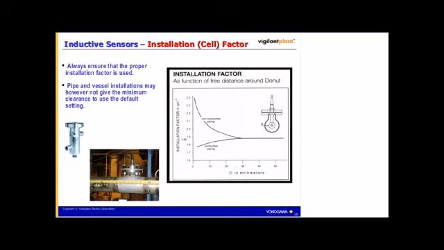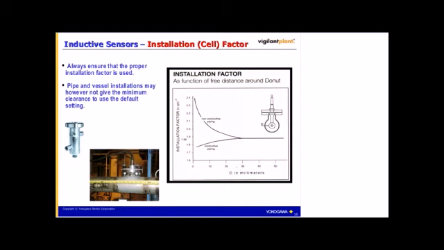Because the inductive sensor works by creating electromagnetic lines of flux, these can be interfered with if the donut portion of the sensor, where the coils are located, is installed too close to the pipe or tank wall. This interference will change the effective value of that cell factor, as the graph shows above.